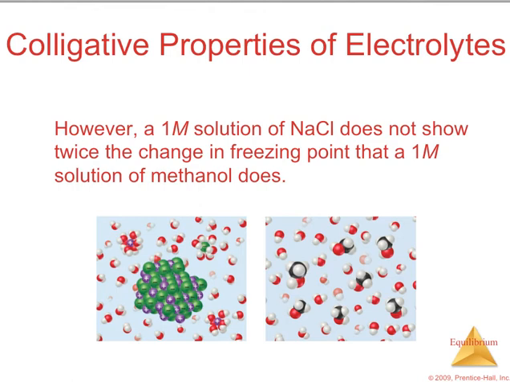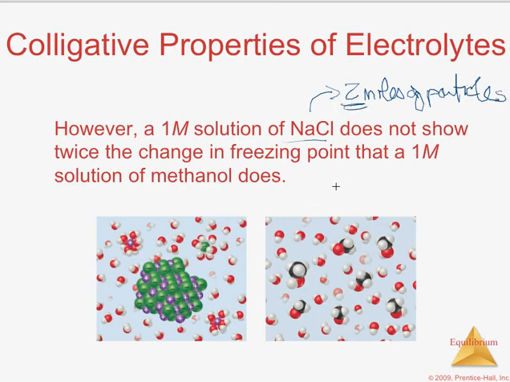So if I had a 1 molar solution of sodium chloride, you're really looking at 2 moles of particles in the solution. Okay, hopefully you know that, right? This is going to form 2 moles of particles. So you would theoretically use that, the 2, to figure out the molality. Now, all solutions are not perfect, right? And experimentally, we'll see that a 1 molar solution of sodium chloride does not show twice the change that a 1 molar solution of methanol does. So we have to account for some non-ideal behaviors.